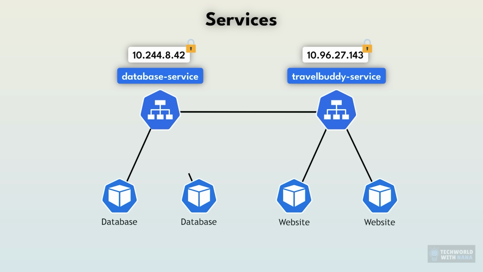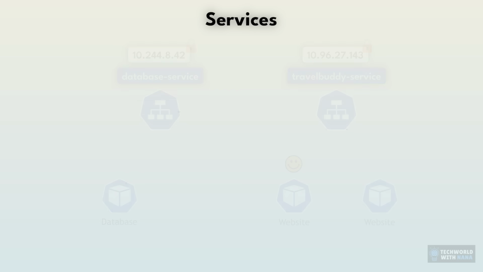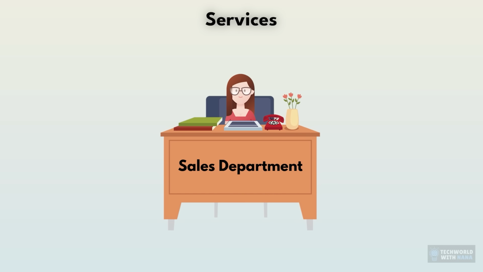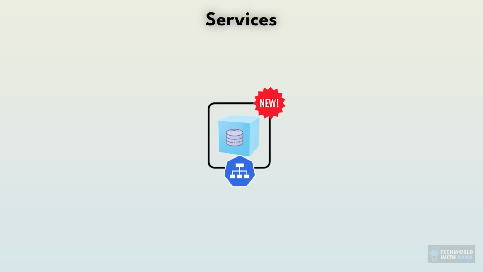If a database pod dies in the background and gets replaced with a new one, the service automatically updates. And the website pod does not notice anything. It's still connecting to the same database service. It doesn't know what even happened in the background. So think of it like a department phone number at a company. You call the sales department number and it rings at someone's desk. The person might change, but the department number stays the same and there will always be someone who will answer the phone. And this is crucial in Kubernetes because pods are constantly being created and destroyed, and services provide the stability that we need.